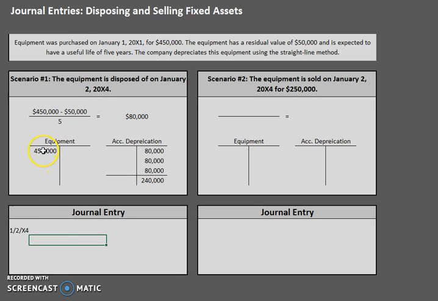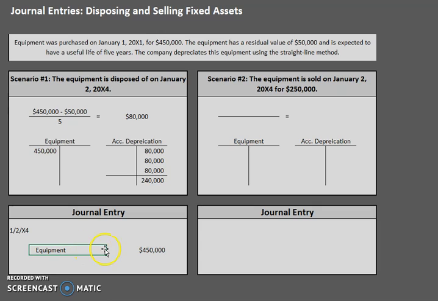The first thing to take a look at is, what are we getting rid of? Well, we are getting rid of our equipment. So how are we going to get this $450,000 off of our books? Well, we do the opposite. We credit equipment to decrease it. I'm going to give you a little heads up that we are going to go further down to the third line, and we are going to credit equipment here for that $450,000.